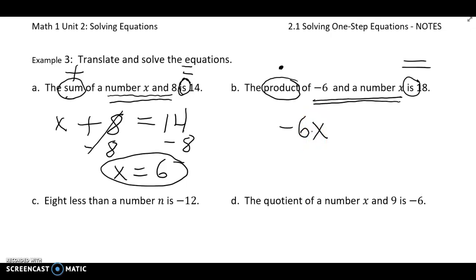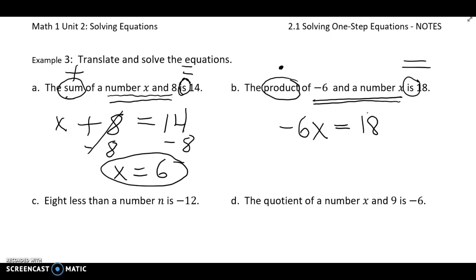We don't need to write a symbol. In these algebraic expressions, if we do not see a symbol between a number and a variable or other variables, it's safe to assume it's multiplication. There's our equal sign and 18. So the product of negative 6 and a number x is 18.